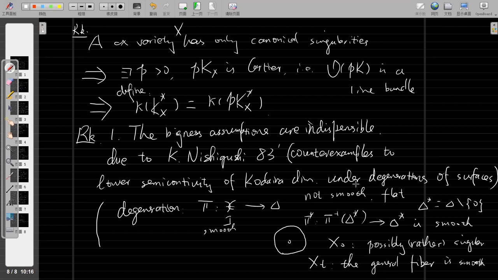And actually, there is a conjecture that the Kodaira dimension should drop in a special fiber. That means the Kodaira dimension of X_t should be larger than or equal to that of X_0. This is a conjecture for the surface case, and it was first posed for complex varieties of any dimension. Actually, this is not true in flat families, and Nishiguchi gave counterexamples to this. We just mention two counterexamples.